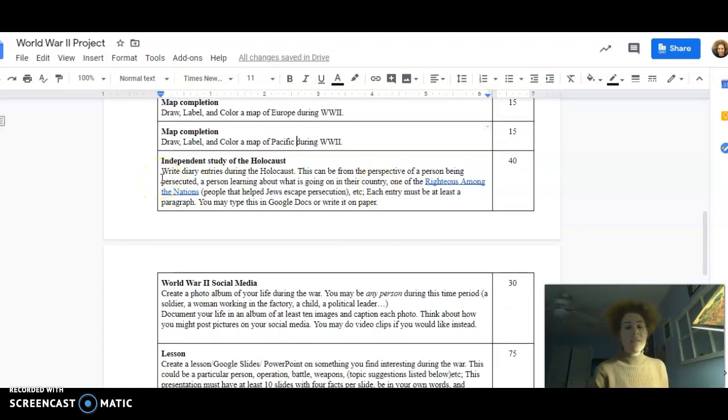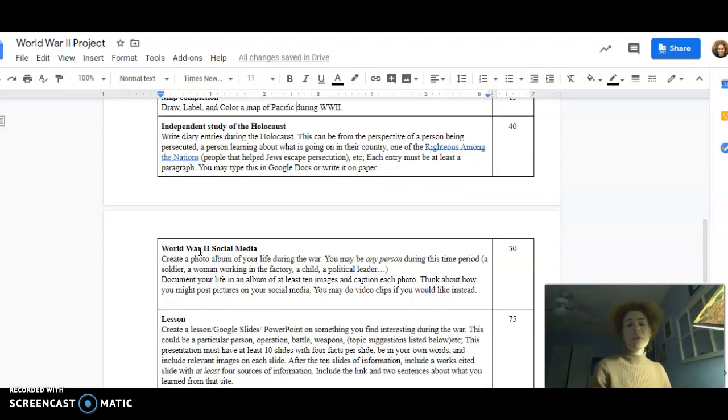An independent study of the Holocaust. So with this, you can learn about different people's lives during this time period. You're going to write diary entries during the Holocaust. This can be from the perspective of a person being persecuted. It can be a person who is learning about what's going on in their country. So let's say you're a German person or someone living in Europe and you're just finding out about the Holocaust. Talk about your thoughts and feelings, anything that comes to mind.